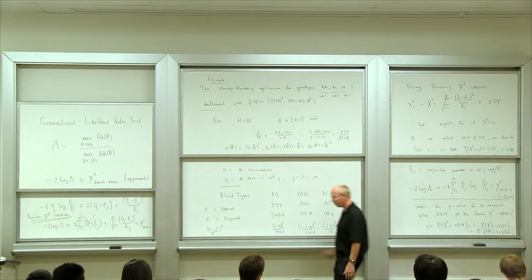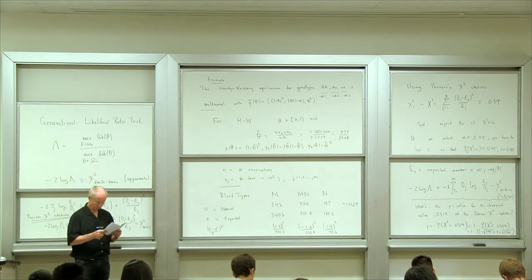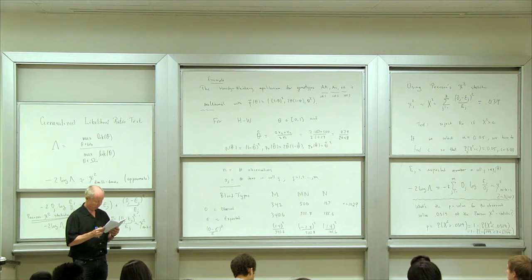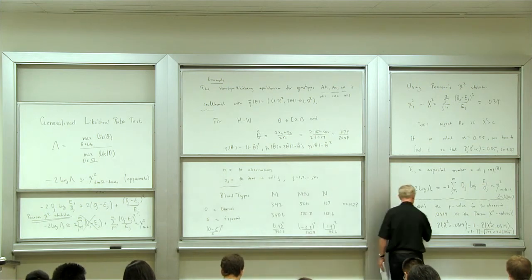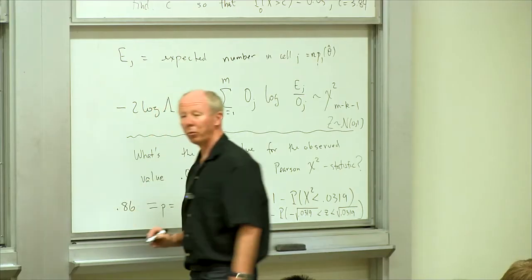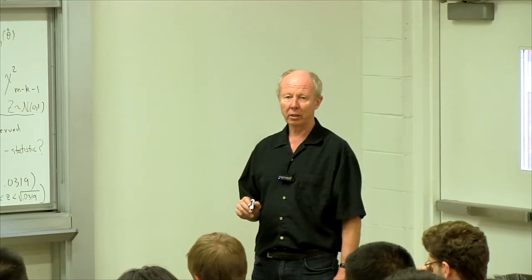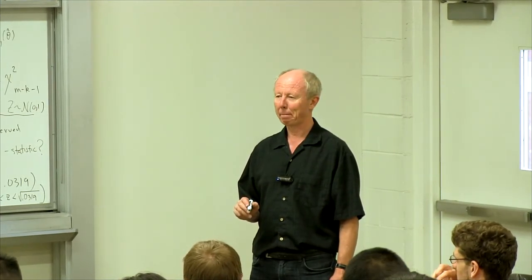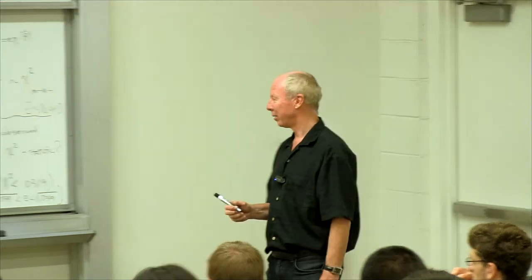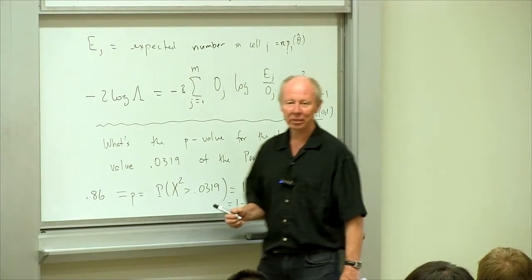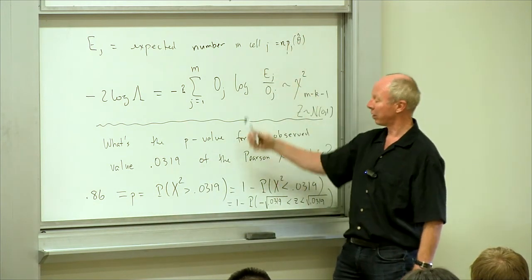And I think they actually, in the book, tell you what the p-value is. Yes. 0.86. So does that give you a comfort level with the null hypothesis, or a bit of discomfort? Or you don't care? Or you don't know? What does it say? You ran this experiment 100 times. 86 of those times, you'll see a Pearson chi-squared statistic bigger than this value.